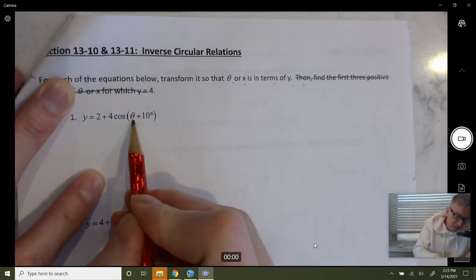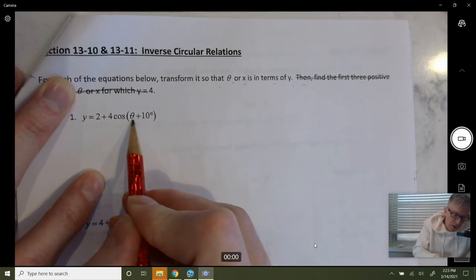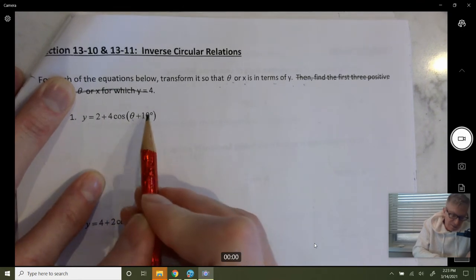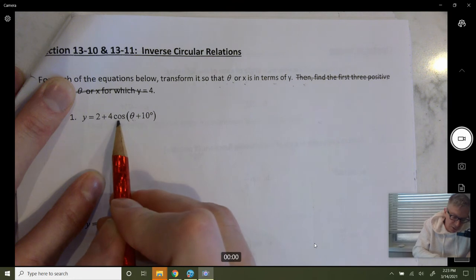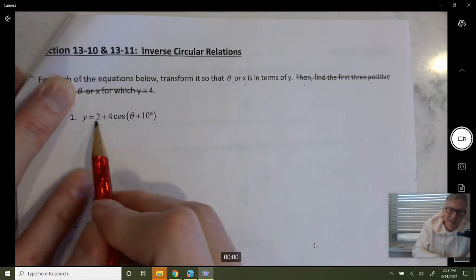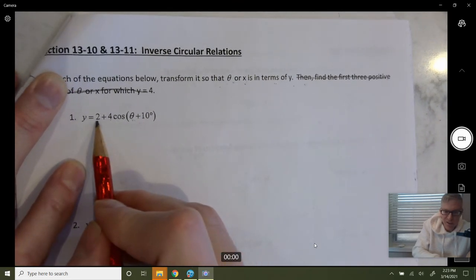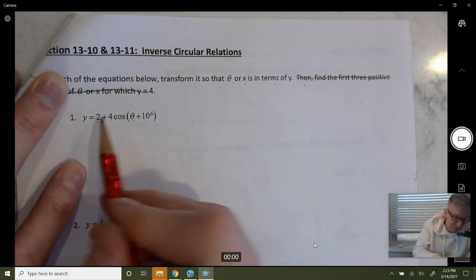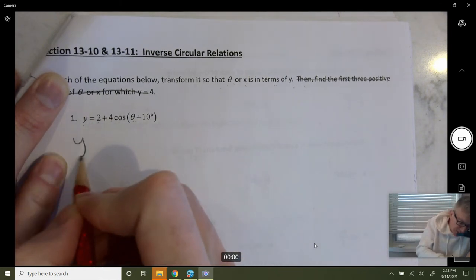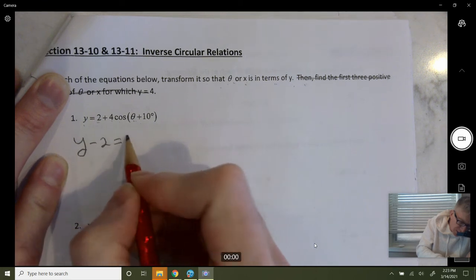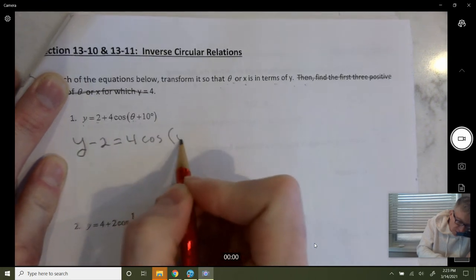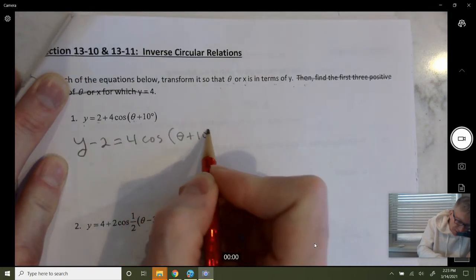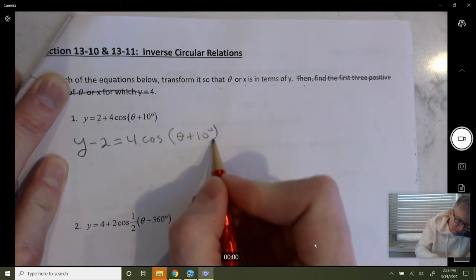Okay, so we need to get the theta by itself. A lot of things are happening to theta. 10 degrees is being added, then you're taking the cosine of that, then you're multiplying by 4, then you're adding 2. So we have to uncover, kind of like unpeeling from the outside. So we're going to subtract 2 from both sides. y minus 2 equals 4 cosine of theta plus 10 degrees. Next thing we can get rid of, divide both sides by 4.